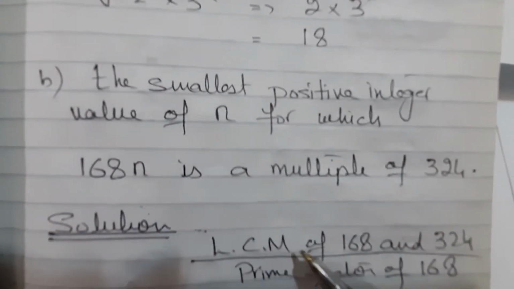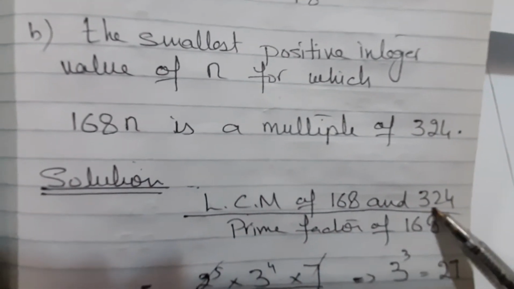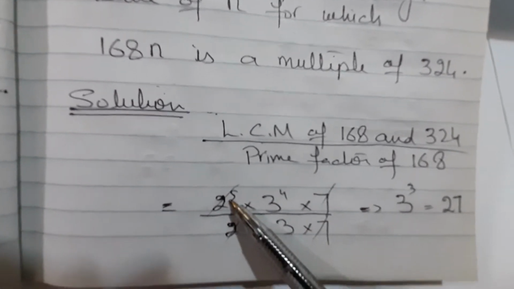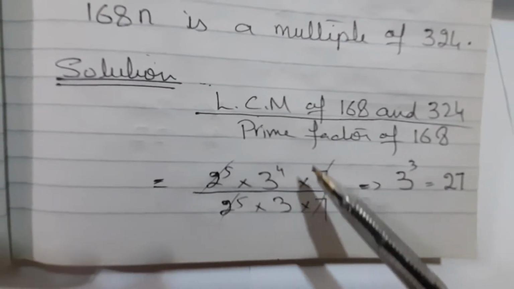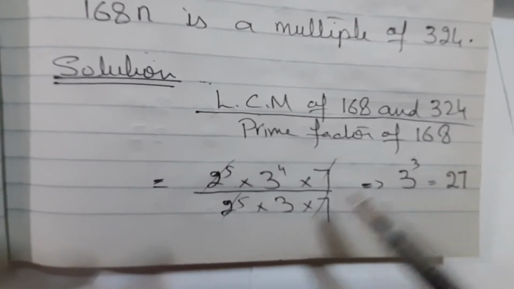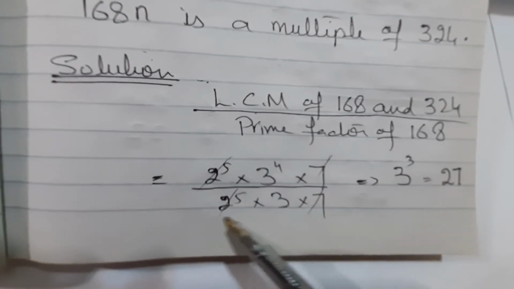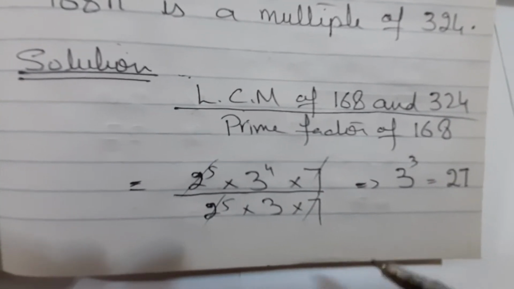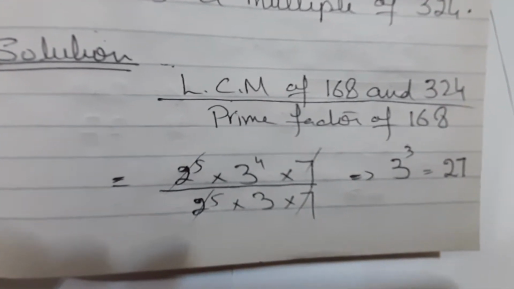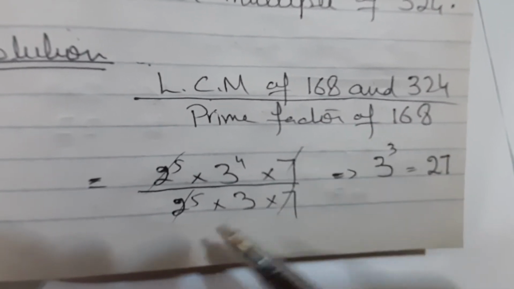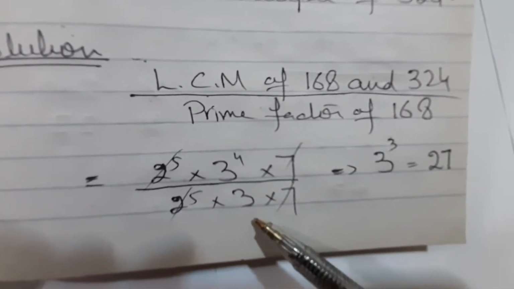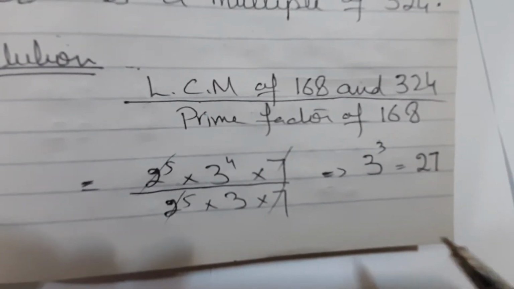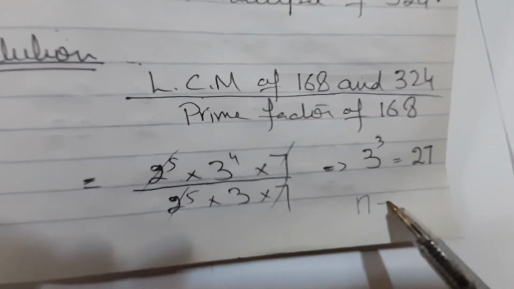And this is what the formula says: write down the LCM of 168 and 324. So I have written here 2 power 5 into 3 power 4 into 7, and then divided by the prime factor of 168. I have written the prime factors as they are. Do not write the multiplication form, the single answer here. It will simply waste your time, because this way it is easy to cancel out numbers. So after writing it down, simply do the cancellation the way you do. So 3 power 3 is 27.